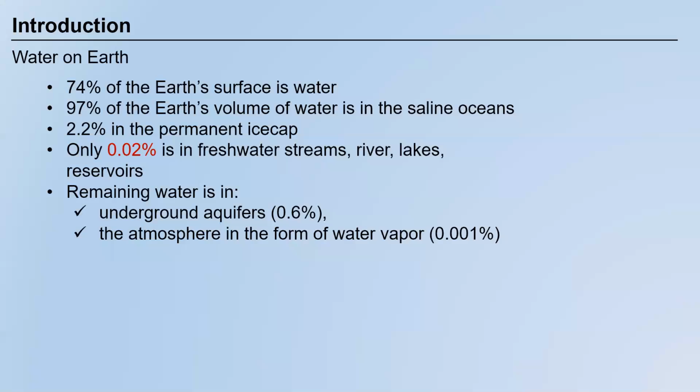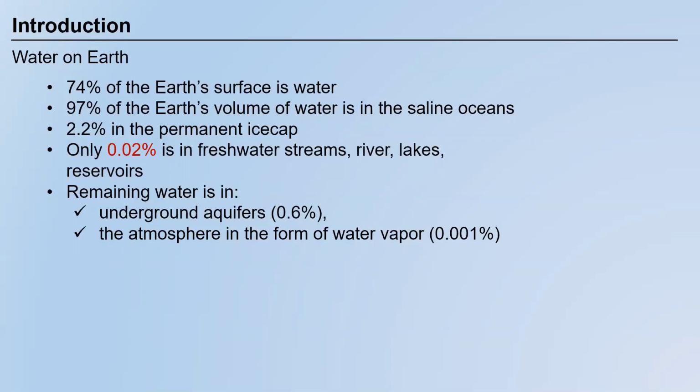2.2% is in the permanent ice cap. Only 0.02% is in freshwater streams, rivers, lakes, and reservoirs. And underground aquifers, 0.6% of remaining water. And in the atmosphere, in the form of water vapor, 0.001%. So fresh water is actually a very small part of water around the world, but it is closer to our life because we cannot drink saline water. Vegetation, animals, they cannot use saline water to survive.